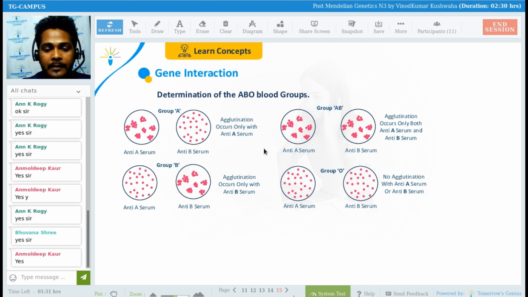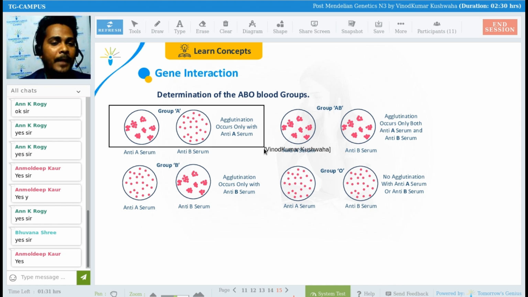Let me draw. Suppose this is a particular slide. You know what a slide is? You might have used slides in practicals in the 11th standard, with a cover slip, under the microscope.